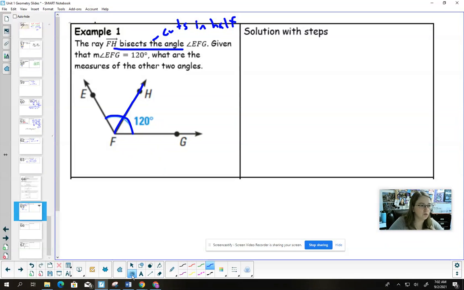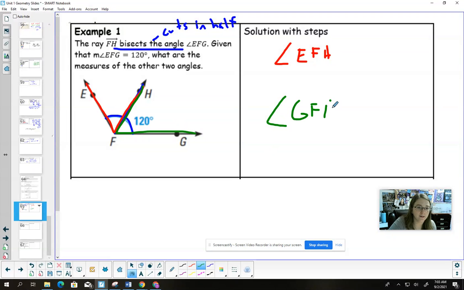It says, what are the measures of the other two angles? So to start with, let's practice this. Let's name the other two angles. We need what's this angle, and we need what's this angle. Those are the two angles they're referring to. So take a minute, name those two angles, write it off to the side. We got the red angle and the green angle. What are those names? Okay, well, we got E to F to H, that's the red angle. And we have G to F to H. As always, you can flip-flop the outside letters. The F just has to stay in the middle because that's the vertex.